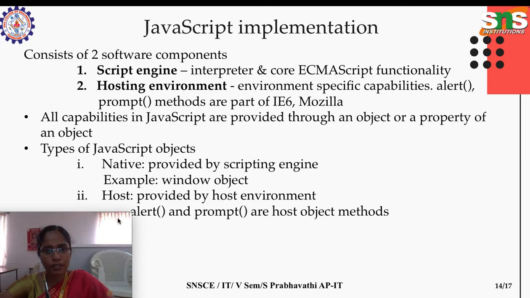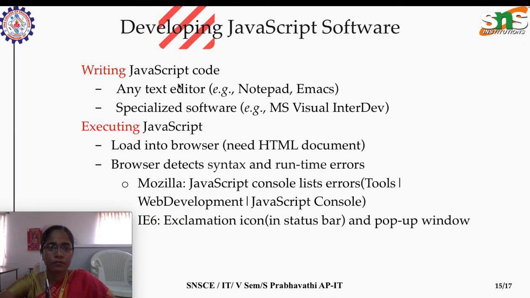Okay, so for example, the alert and prompt methods are not a core part of the script engine, so those are provided by the host environment. So that's what we are calling host objects. And this is nothing but the native objects, the other ones, which are provided by the scripting engine. Okay, so broadly two software components are there for JavaScript: one is the script engine and the other is the host environment.